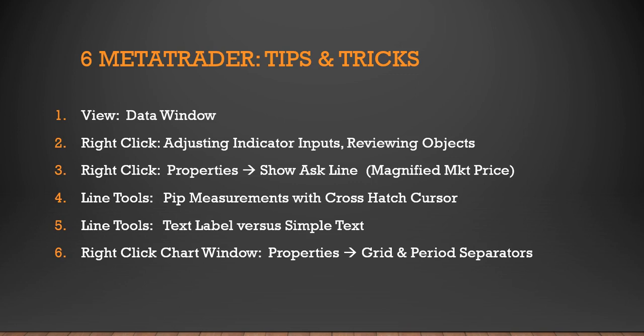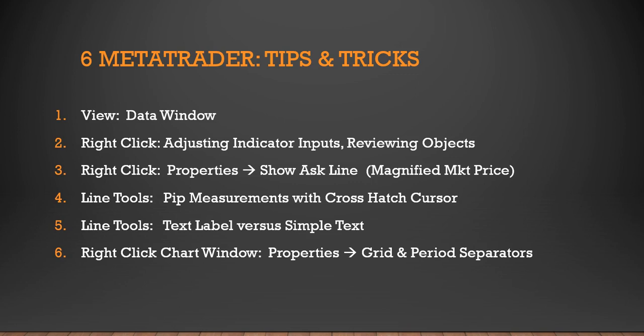At the top margin, of course, there's a view menu, and we're going to take a quick peek at the data window. We're going to show you how to right-click so that you can adjust indicator inputs and review all the objects that may be up on the chart. Right-click also gives you an opportunity to get to properties, where you can show the ask line in a bid-ask situation. And I also want to show you a little indicator that I got off the internet called magnified market price. We'll skip over then to the line tools.